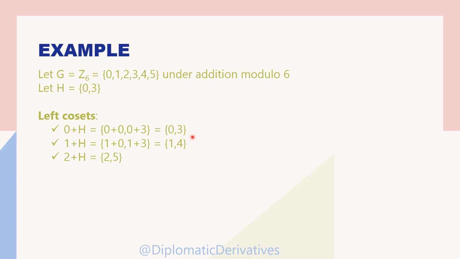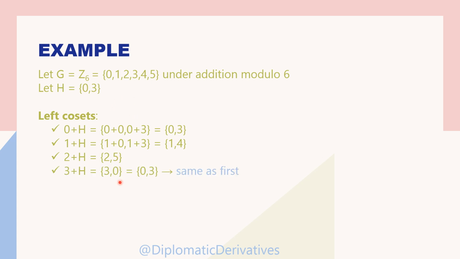Next you have 1. 1 plus 0, you get 1, and 1 plus 3, you get 4. So you have 1 and 4. Then you have 2 plus H, because the third element is 2. So 2 plus 0, you're adding from the left. 2 and 2 plus 3, you get 5.